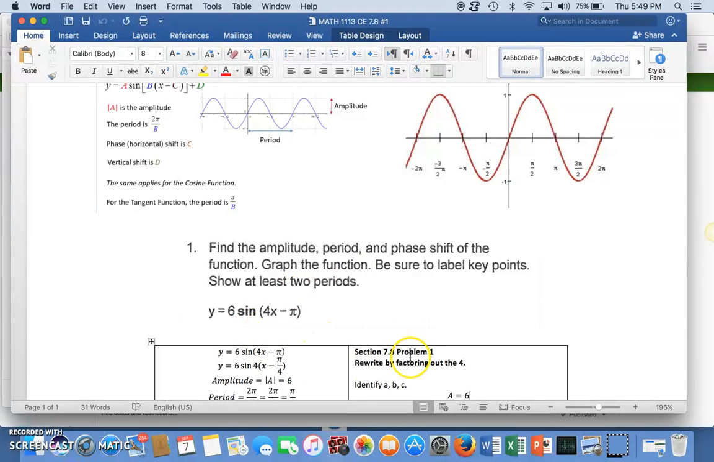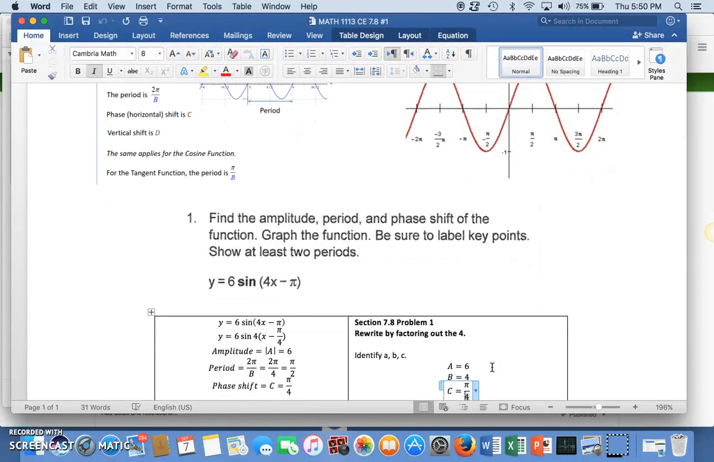You need to factor it so that it will be in that same form. So we factor the 4 out, and that leaves us with x minus pi over 4. So what you've got is A is 6, B is 4, and the C is pi over 4. That's basically what you're dealing with. So the amplitude is 6.